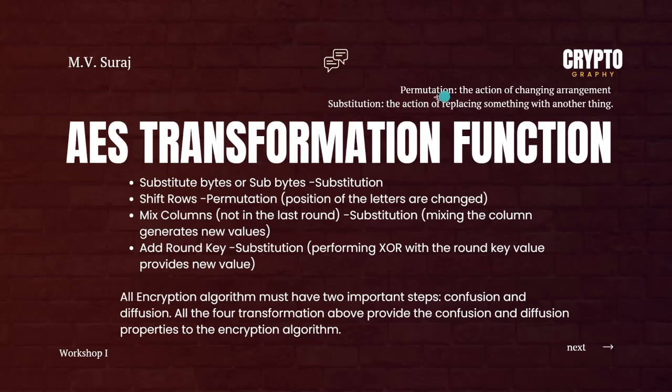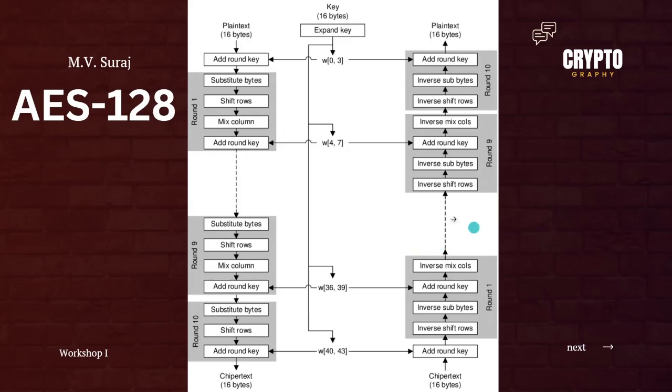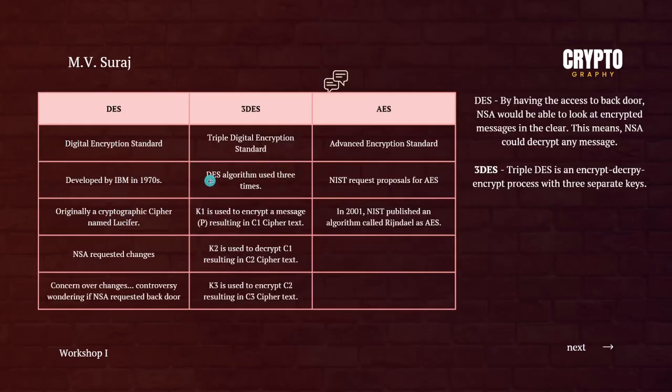So again, permutation is the action of changing arrangements. Substitution is the act of replacing something. SubBytes, or substitute bytes, falls under the substitution category. Shift rows is the permutation. Mix columns is the substitution category. Add round key is the substitution category. Again, this was supposed to be an overview, but we will skip that.